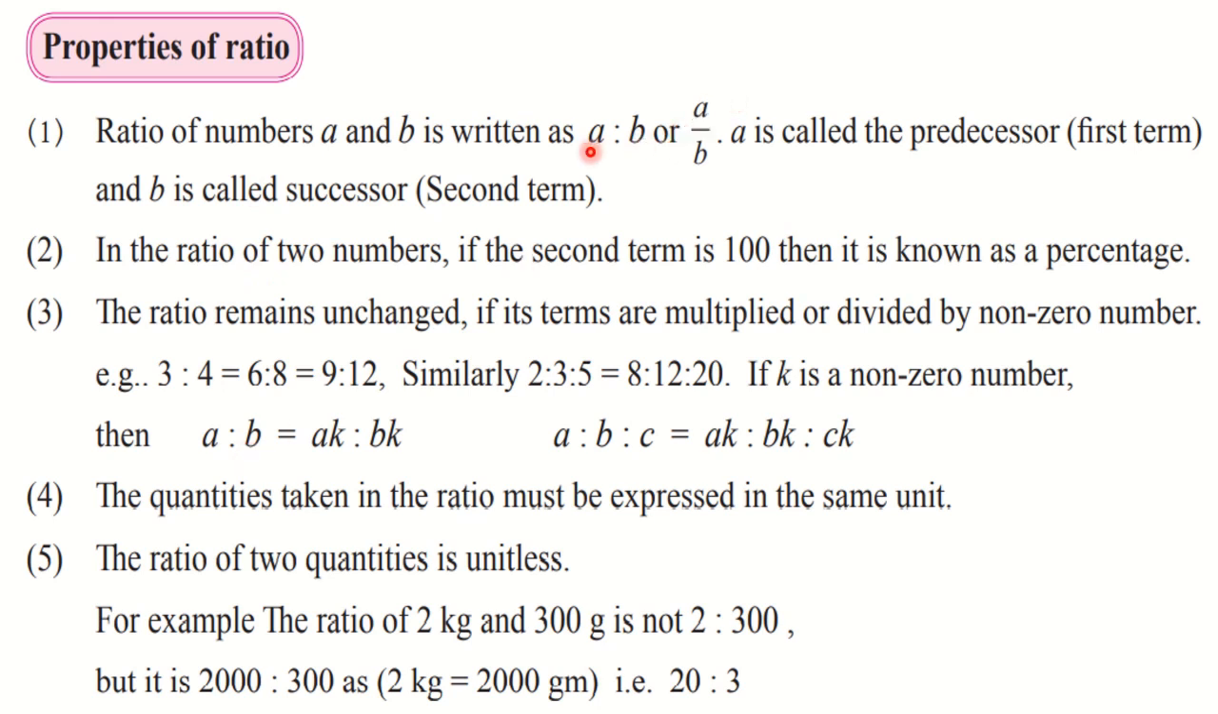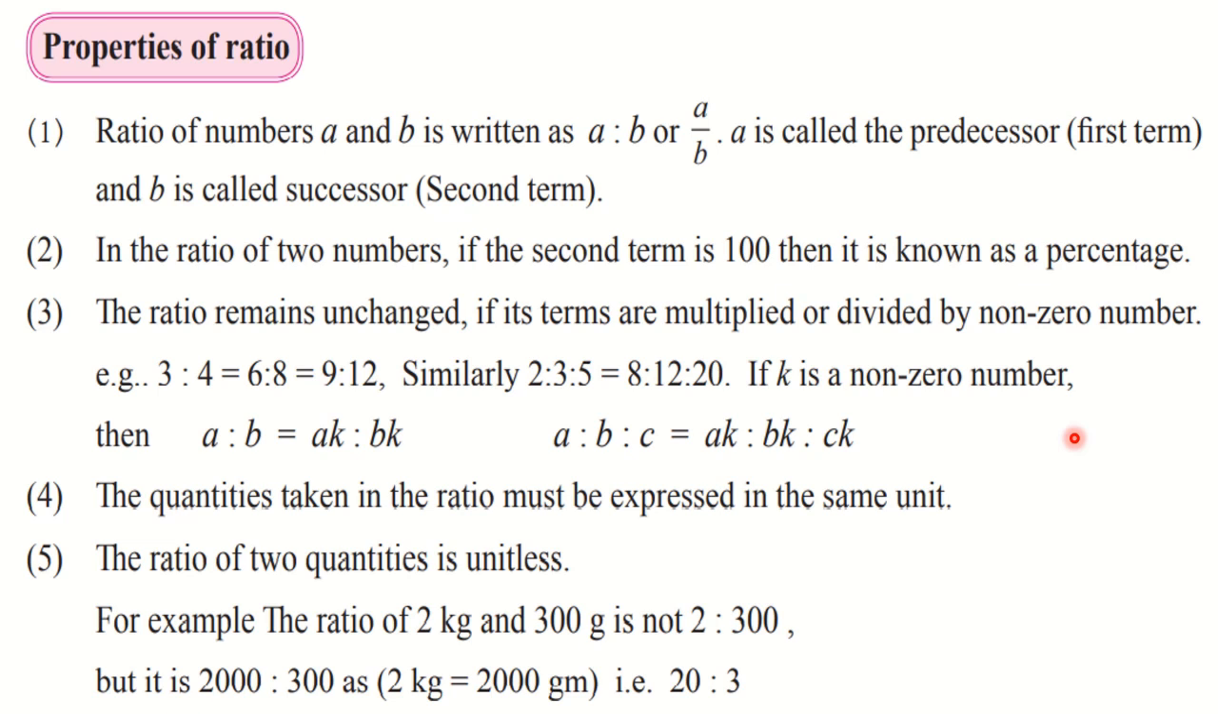Then we have seen the properties of ratio, which are very important when we solve the sum. As I have said, there are two terms, the first term and the second term, also called predecessor and successor. If the second term is 100, then the ratio is called a percentage. The third property is important: the ratio remains unchanged if we multiply or divide both terms by a non-zero number. As I have said, there is always a common multiple present, so you can divide or multiply both terms by the same number, but the number should be non-zero.